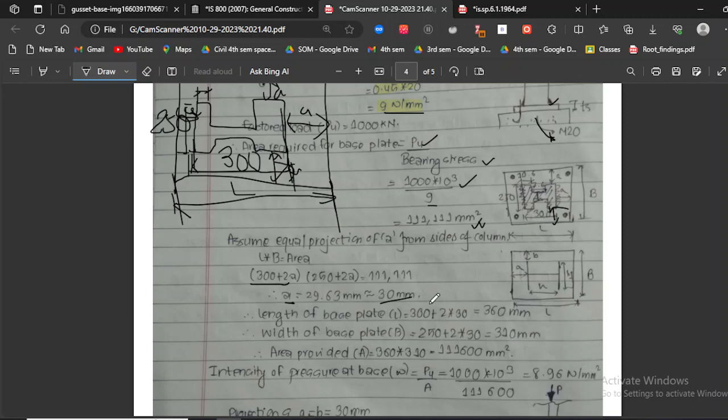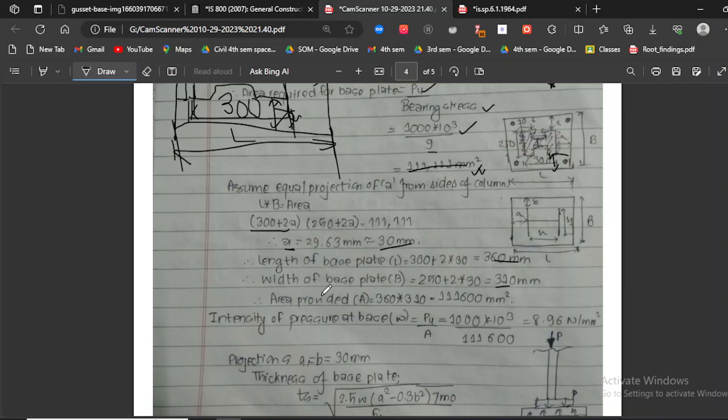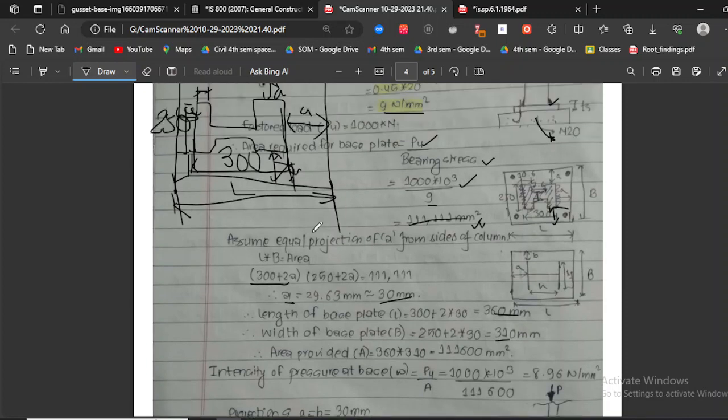So now our area provided. Our area required is this 11161 mm square, while our area provided is going to be length into breadth, 360 into 310, which is going to be 111600. So as you can see, this value is definitely greater than our area required. So our area provided must be greater than our area required.